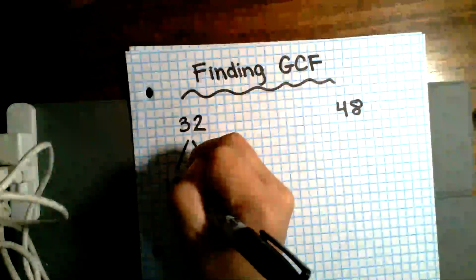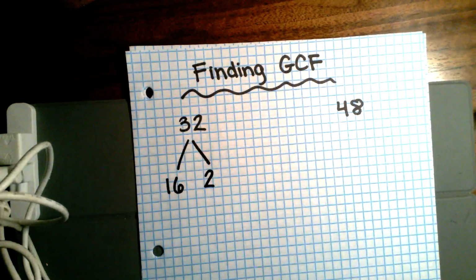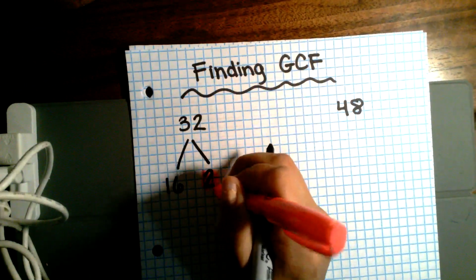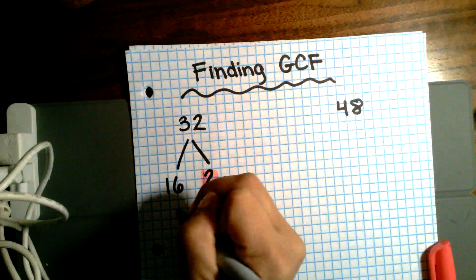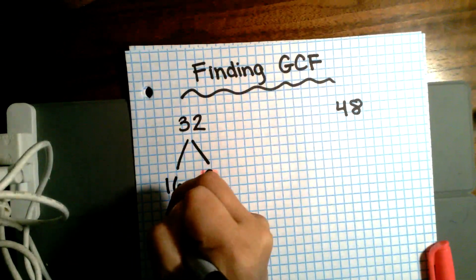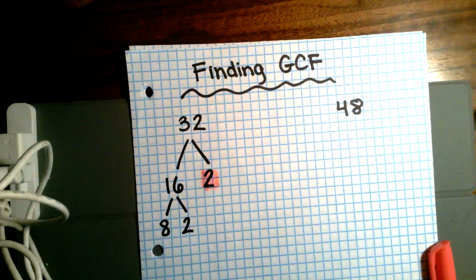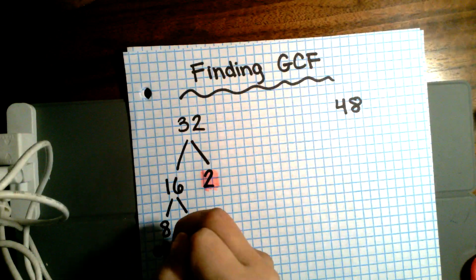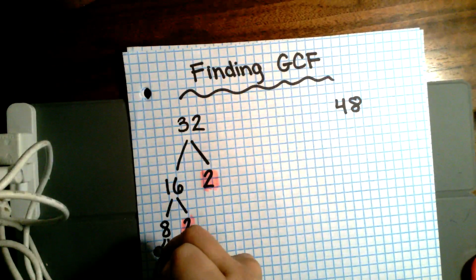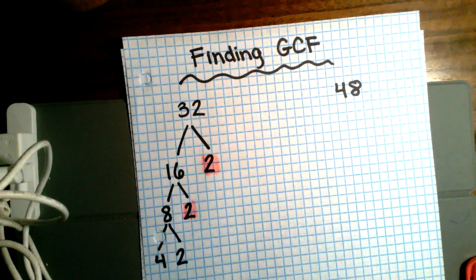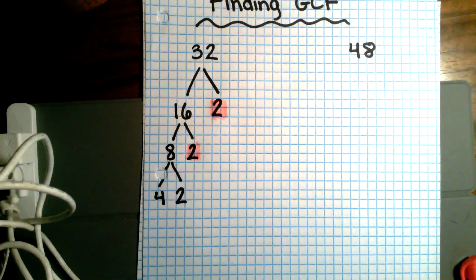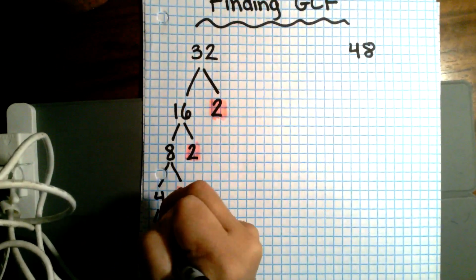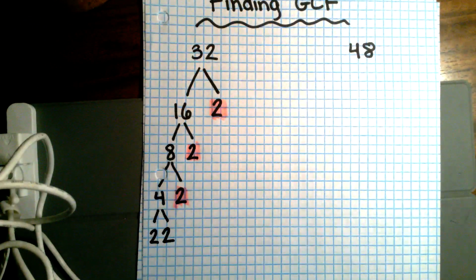That would be maybe 16 and 2. I know that 2 cannot further be broken down, so I'm going to highlight it just to remind myself that one's done. 16 can be broken into 8 and 2, and 2 is all done. 8 can be broken down into 4 and 2. 2 is all done. And 4 can be broken down into 2 times 2.